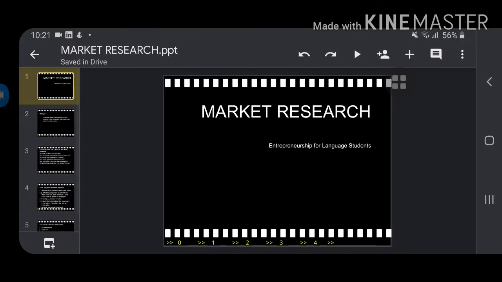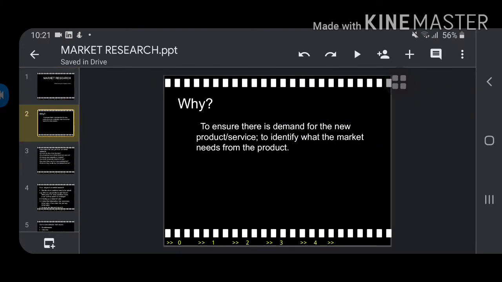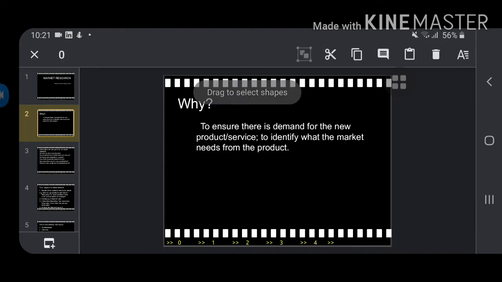Okay, so why do we have to do a market research? It is to make sure that there is enough demand for the new product or the service that you have just launched. So obviously when you launch a new product or a new service, you want people to buy it, right? Or to enjoy it or to benefit from it. So you have to make sure that there are indeed people out there who are going to buy from you or who are going to use your service.